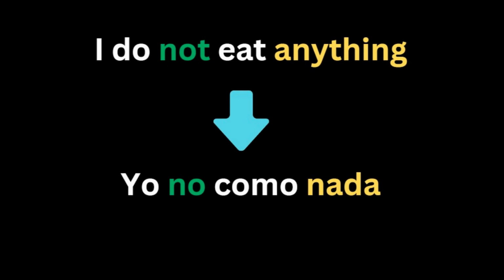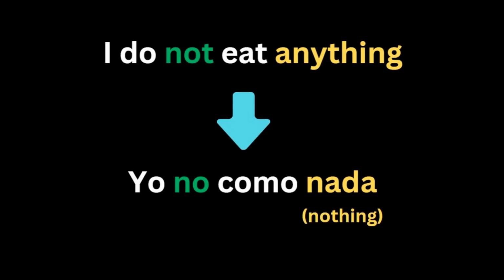I can say I do not eat anything with the word not before eat and with the word anything being indefinite in the sentence. In Spanish, the sentence would be yo no como nada, meaning I do not eat anything. But as you can see, Spanish has a double negative with the word nada, which means nothing. The sentence would visually be I do not eat nothing. Even though the sentence makes sense in Spanish, it doesn't make sense in English because English doesn't allow double negatives. Nonetheless, that's how negatives work in Spanish, and we can make any sentence we want.